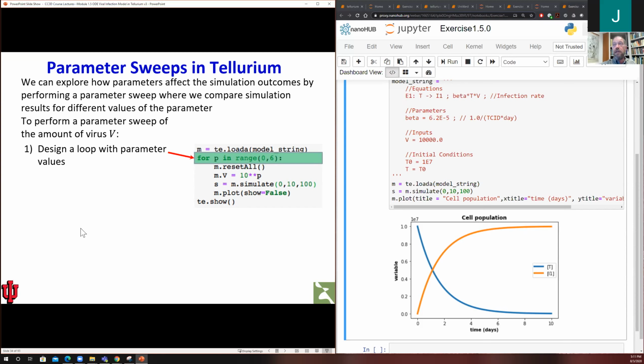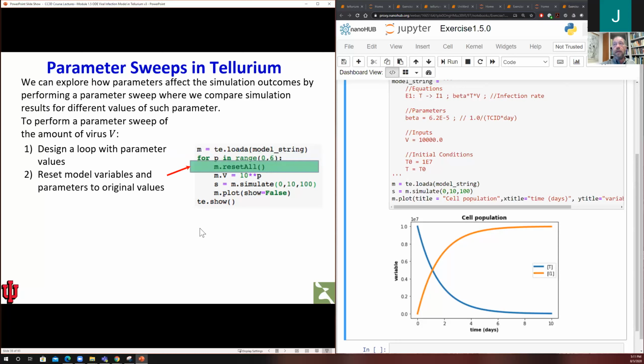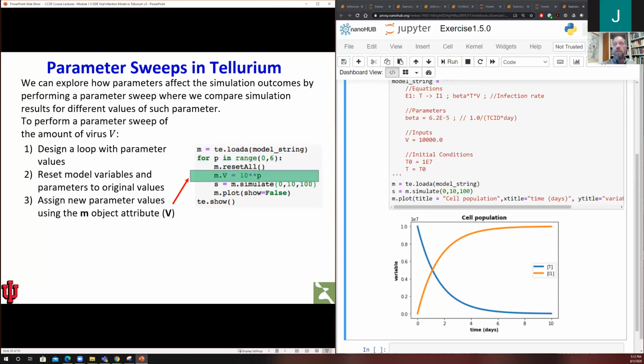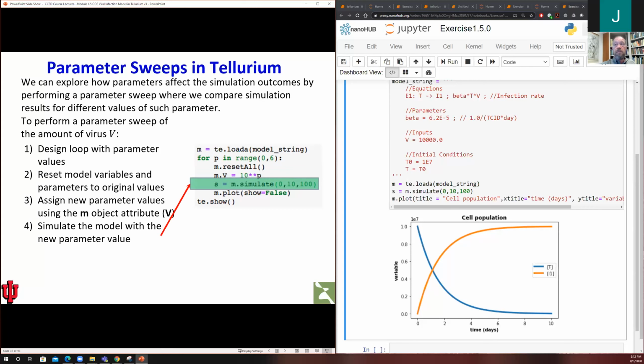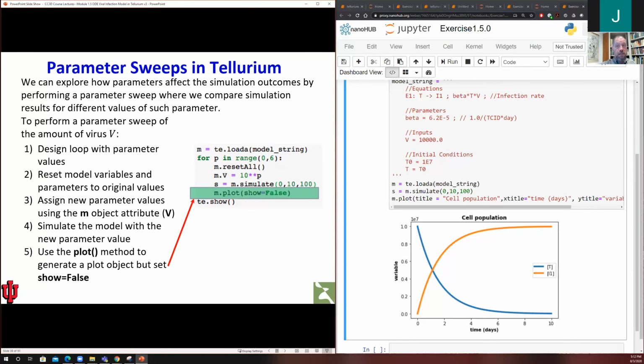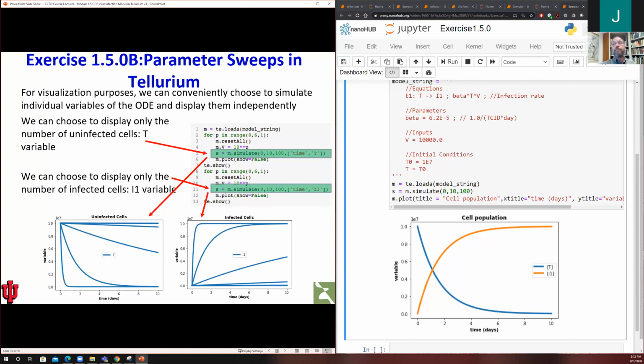We run m.simulate to get the results. We'll do m.plot with show equals false. That puts the data set into the frame buffer. It doesn't display it. And then we'll use te.show to display the result. So we reset the variables to their original values. We assign a new value to the variable v, the initial value of v. We simulate the model. We add the plot to the stack, but don't show it, and then we show it.